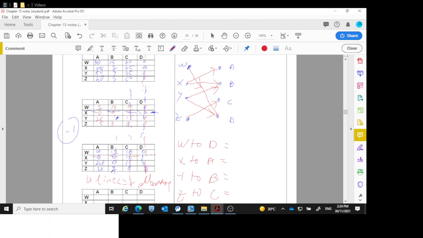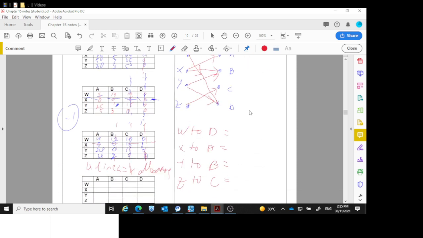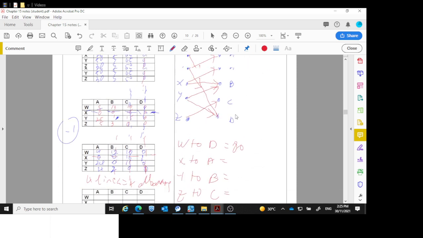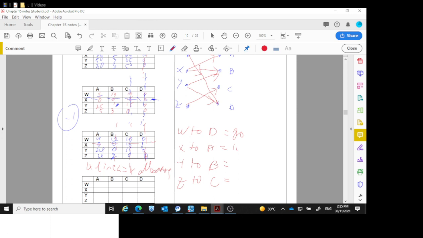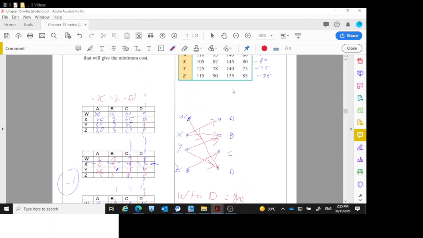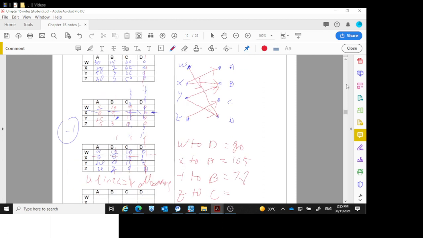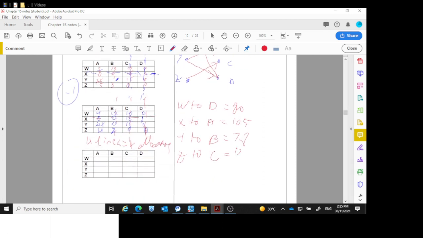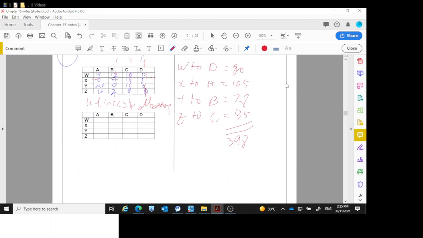So now going back, W to D, 80. X to A and Y to B. X to A is 105, Y to B, 78. And Z to C, 135. 135 for my total. When I add that up, should be 398. Now it doesn't say minutes or anything, minimum cost. So 398 dollars as a cost.